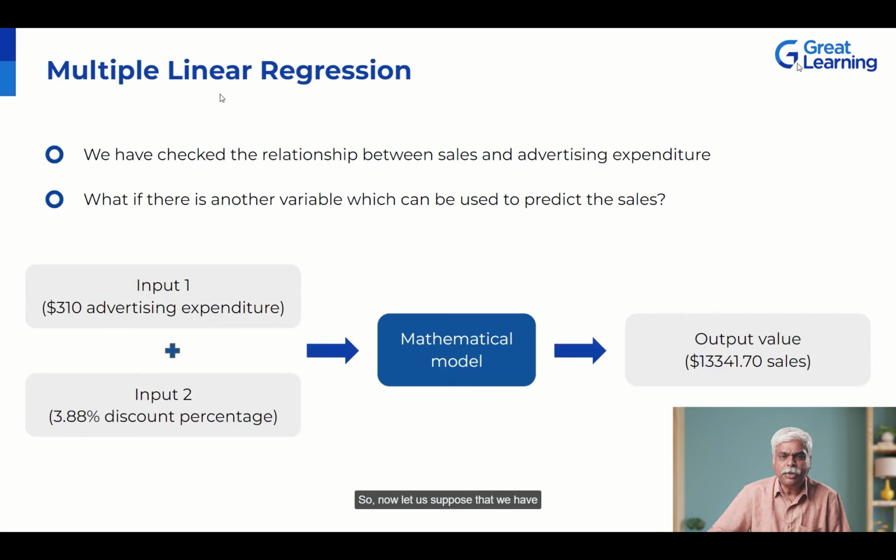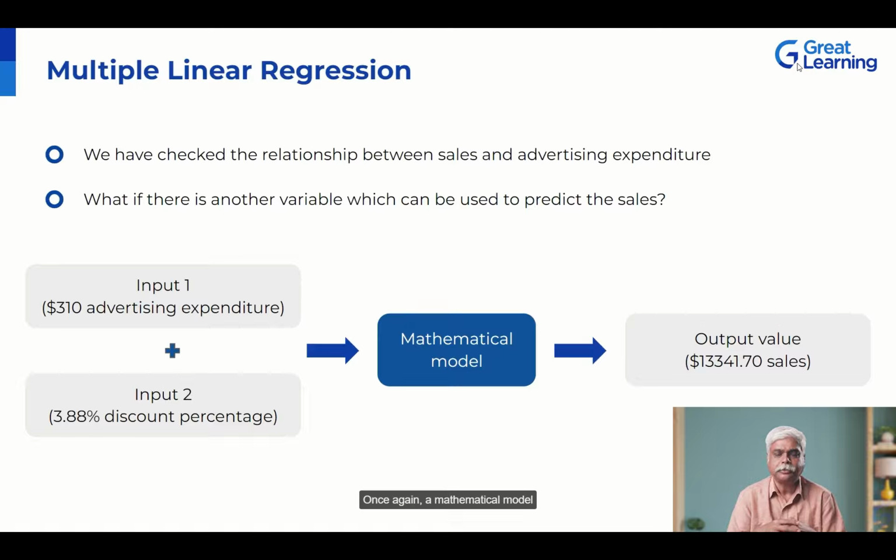So now let's suppose that we have advertising expenditure as one input and we have a second input, let's say discount percentage. We expect that discount percentage will also impact sales. Greater the discount percentage, we can expect greater sales. So which promotion mechanism should we use? Advertising or discounts? And how do they trade off against each other? And how do I get an effect of each of them in some way separately? That's the kind of question that we'll be going after.